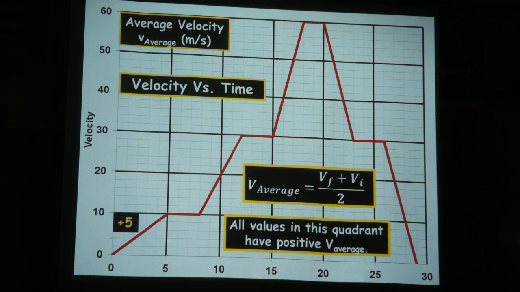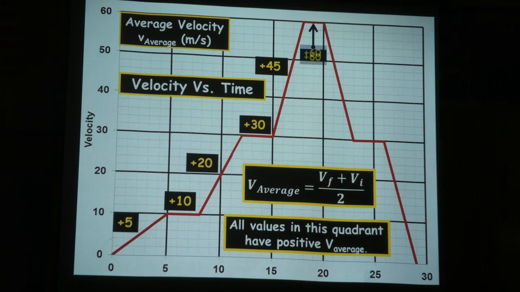Okay? So that's going to be plus 5, because you have 10 plus 0 divided by 2. That's going to be 10, because it's 10 plus 10. Look at the beginning and end of each segment. That's going to be plus 20, because it's 10 plus 30. Okay, 10 plus 30. Is that right, guys? 10 plus 30. I think that might be 15, huh? That's 30. That's plus 45, because 30 plus 60 is 90. And then that's going to be 60.